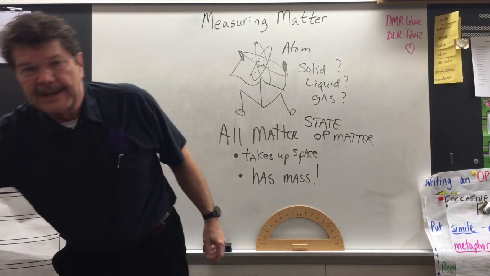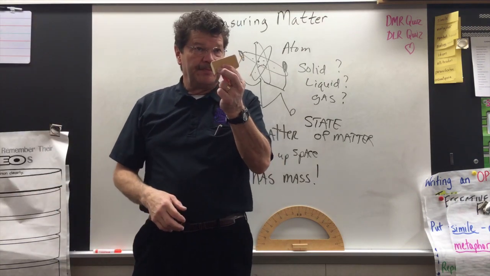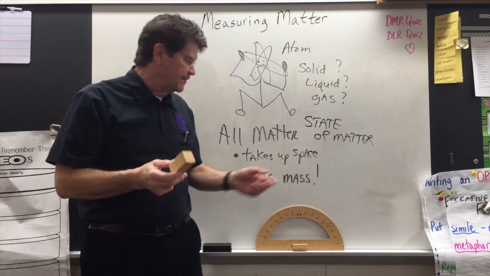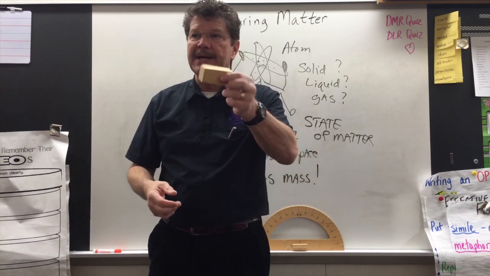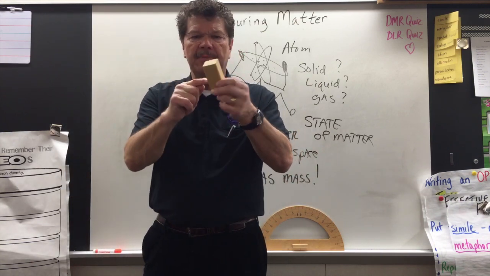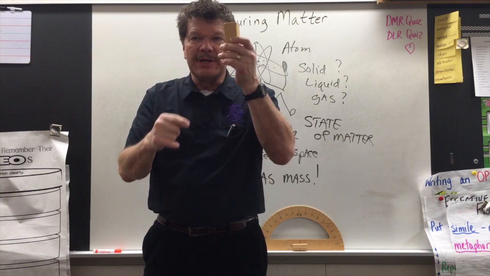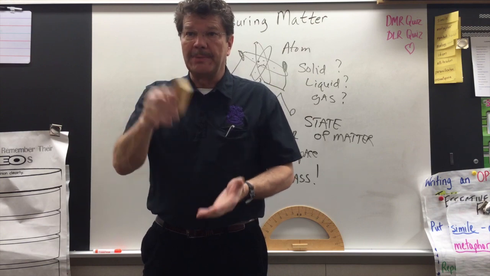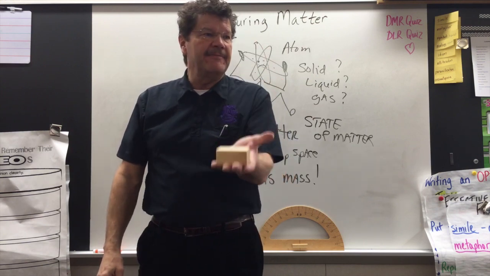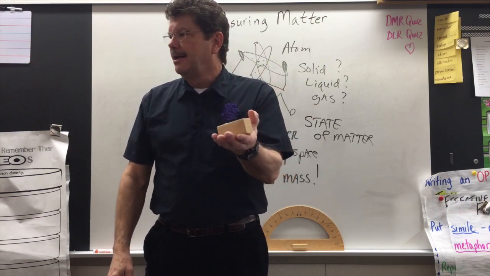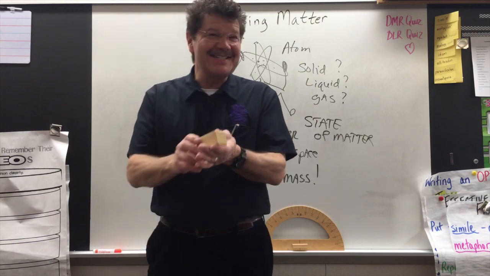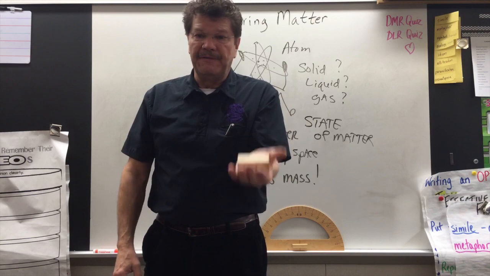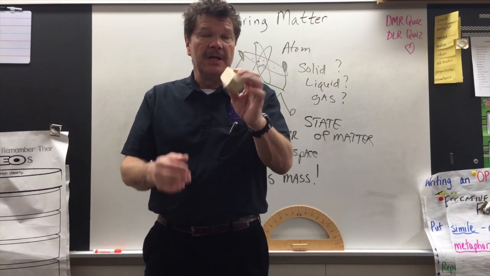So for example, here is a block of wood. Let's see if that is made of matter by our two rules. First of all, does it take up space? Yes, because I can't put my finger in it. So it's occupying that space. Rule number one, check. Rule number two, does it have mass? Yes, it does have mass. In fact, we're going to measure its mass. You can feel it. It may not be much mass, but it does.